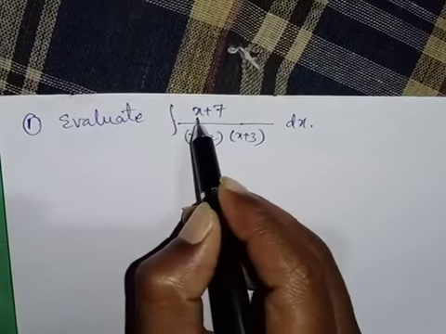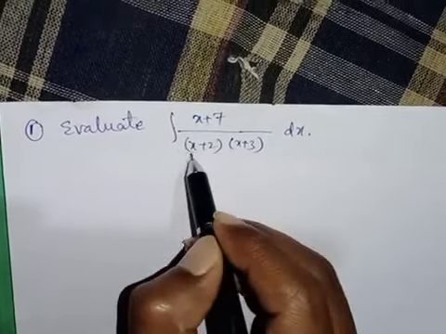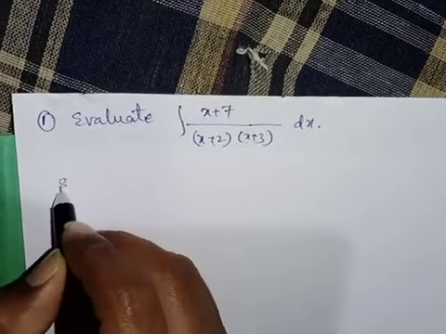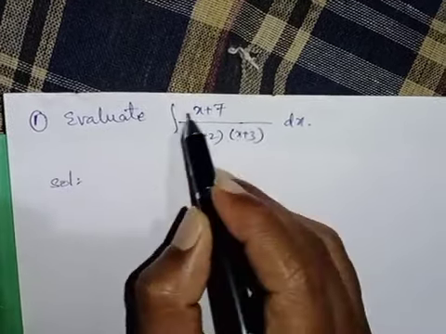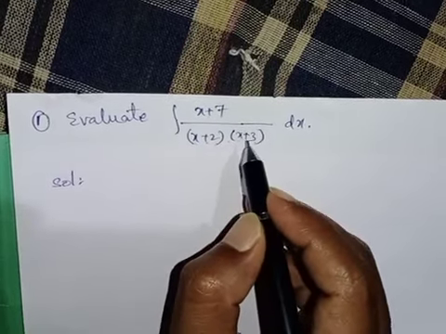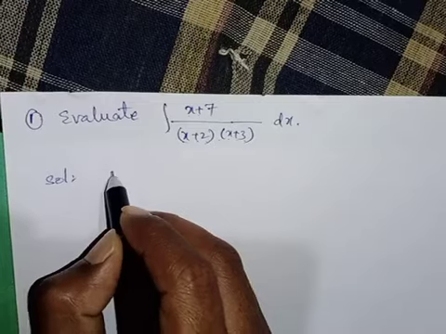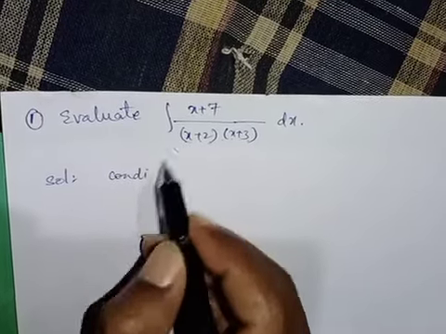Evaluate the integral of (x + 7) upon (x + 2)(x + 3) dx. Solution: if you want to solve these types of questions, we must use the partial fraction method. So consider it without the integral symbol.